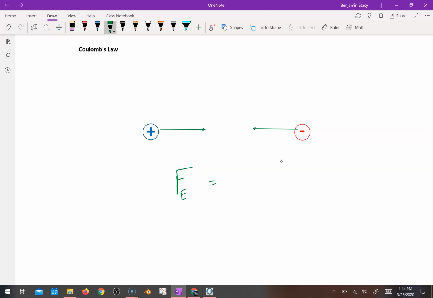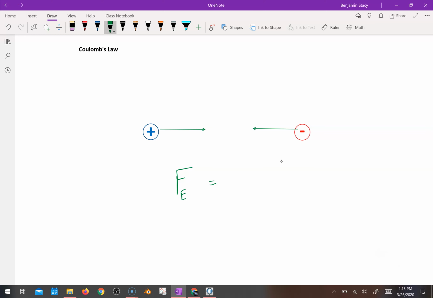We have to think about what matters in determining the strength of this force. The direction we know because opposite charges attract and same charge types repel. So that gives us the direction. These are opposite charges, so the arrows are pointing towards the other one. In terms of how strong it is, if I have a larger amount of charge, then I'll have a stronger force. And if they're closer together, their force is going to be stronger.